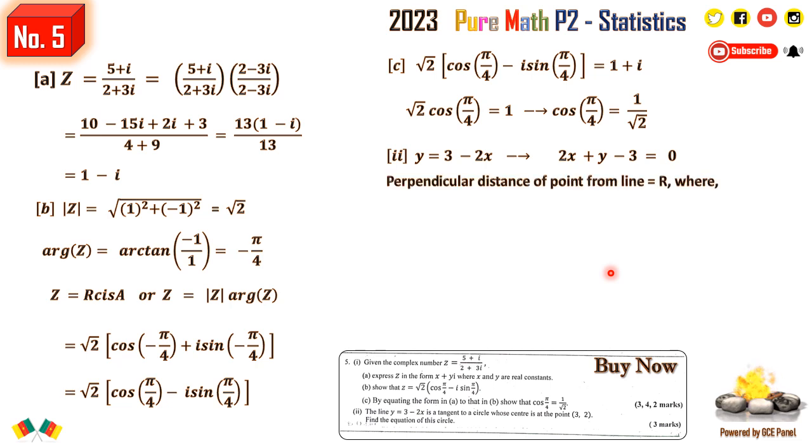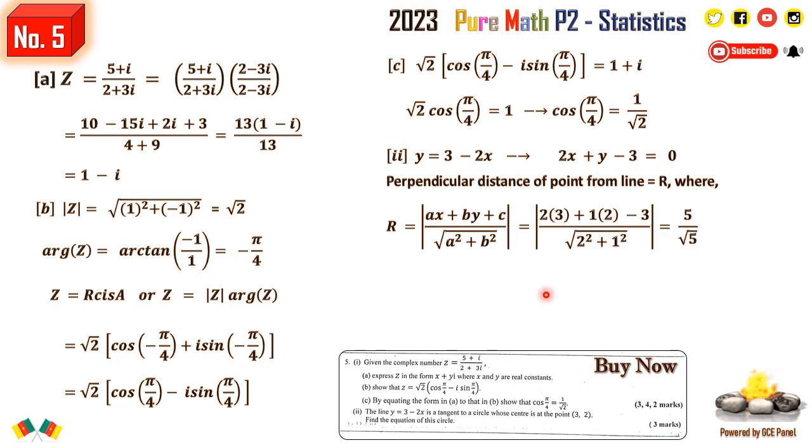The perpendicular distance of a point from a line is given by d, or in this case the radius, so we're going to call it r. r is equal to the absolute value of ax plus by plus c, all over the square root of the sum of squares of the coefficients of x and y. So this gives us 2 into, note that our x and y here will be the center of the circle, so the x value of the center of the circle is 3, plus b. In this question, our a is 2, our b is 1, our c is -3. And these 3 and 2 in brackets are the values at the center of the circle.